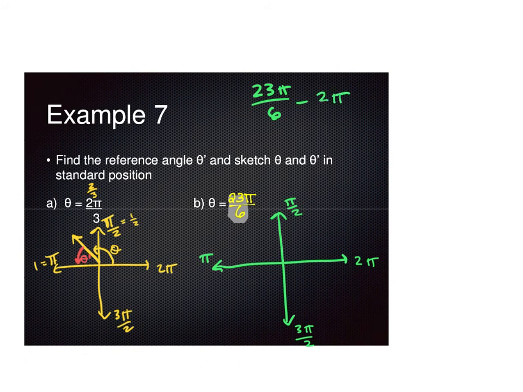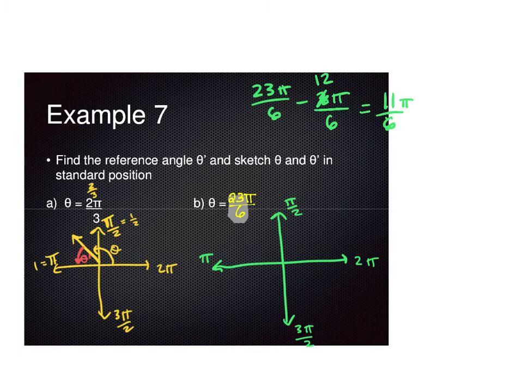We have to multiply the top and the bottom by 6 so we can subtract. So this is 12 over 6. So 23 pi minus 12 pi would be 11 pi over 6.